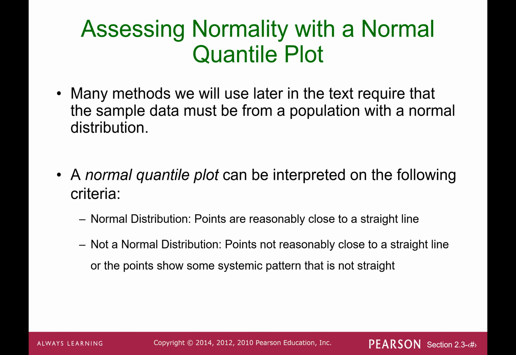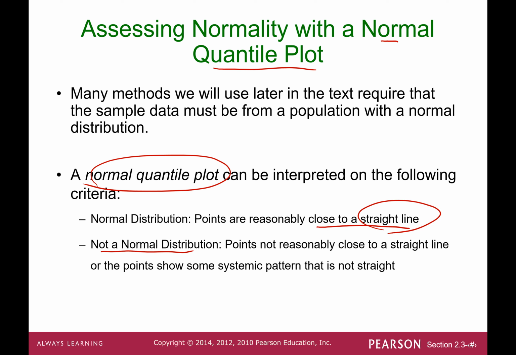And if you want to make an assessment about normality with a normal quantile plot, the normal quantile plot can be interpreted on the following criteria. If we have a normal distribution, the points are reasonably close to a straight line. If it is not a normal distribution, then the points are not reasonably close to a straight line. Points show some systematic pattern that's not straight.